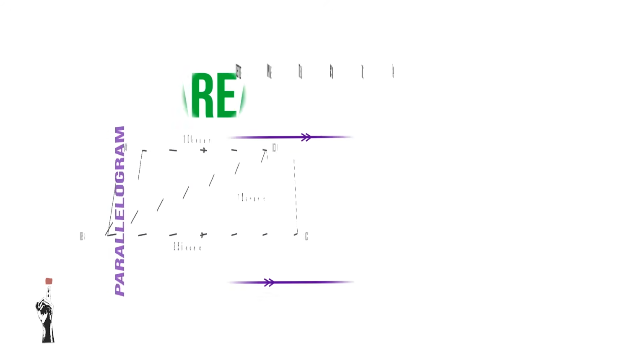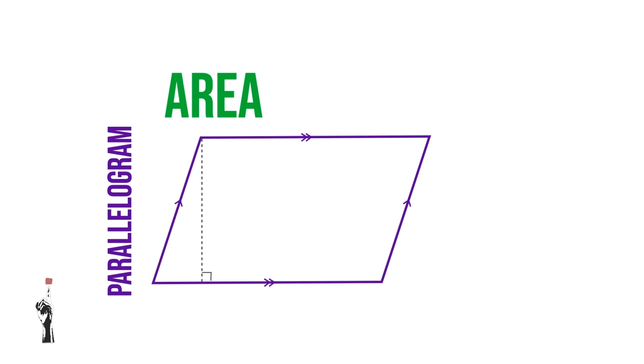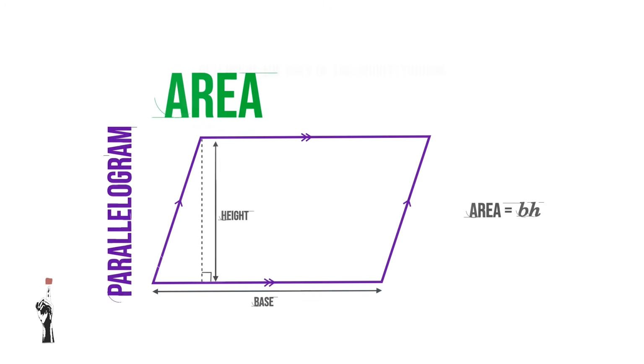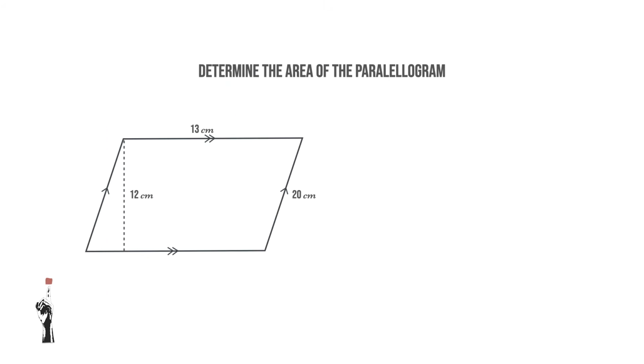To determine the area of a parallelogram, it is quite easy. I simply need my base and the perpendicular height, and I multiply them. So area is equal to base times height. Let us then determine the area of this parallelogram.